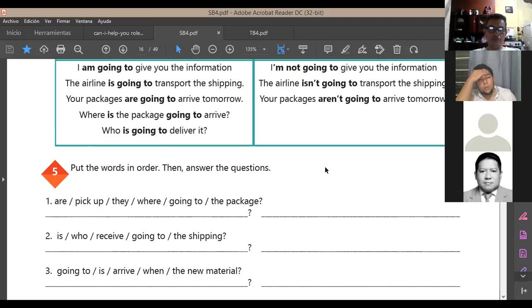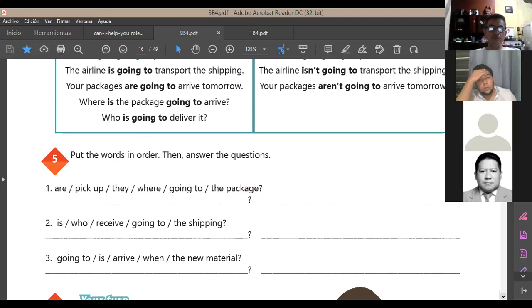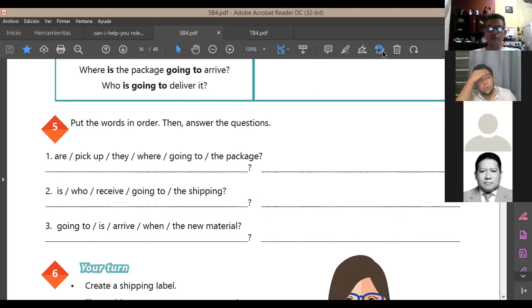Where. Where are. Going to the... where are going to pick up the package. The package. Where are. We are going to pick up the package. El sujeto, el sujeto. Where are they going to pick up the package. There you go. Pick up the package.